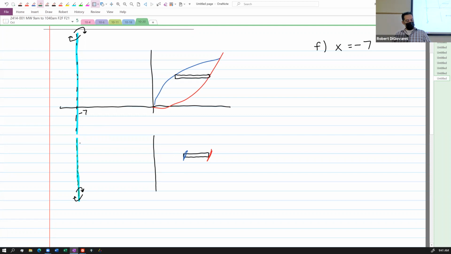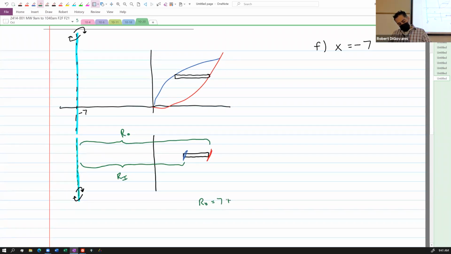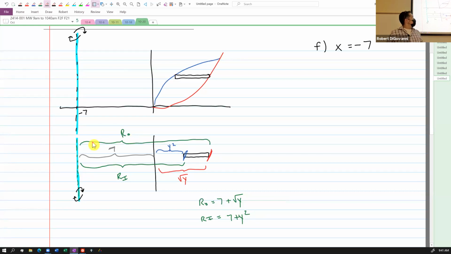R out is the distance from the axis of rotation all the way to the outer edge of the rectangle, which is the red one. And then R in is the distance from here to here. Can someone tell me what R out is? 7 plus square root of y, and then R in is 7 plus y squared. So we know from here to here is y squared. We know from here to here is root y. And we know that from here to here is 7, right? So all we had to do is take the 7 and then add the y squared. That gave us the inner one. And take the 7 and add the root y, and that would give us the outer one.